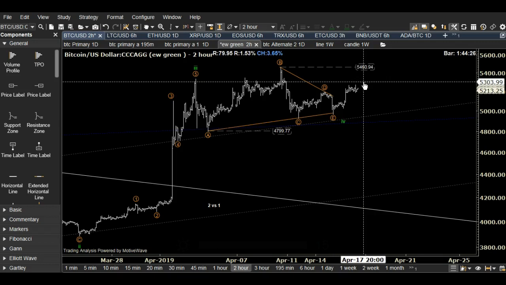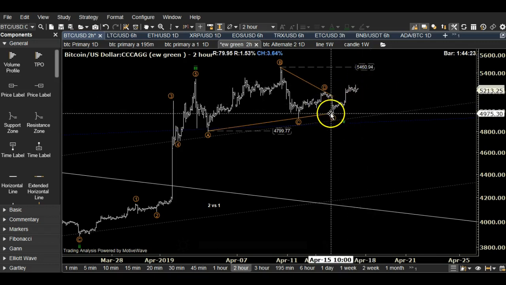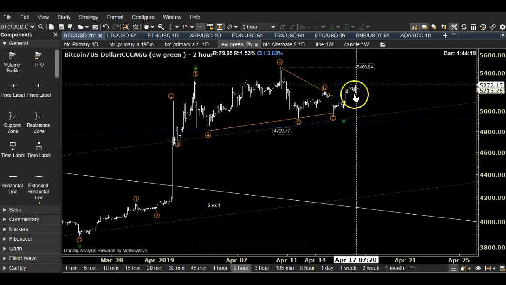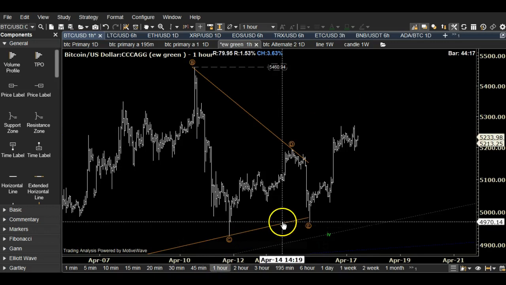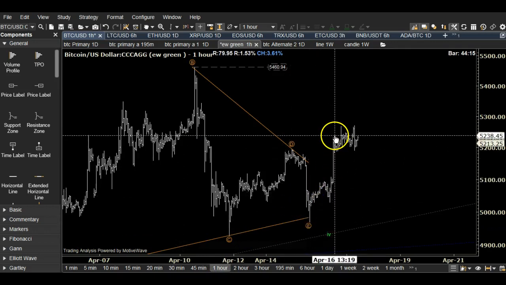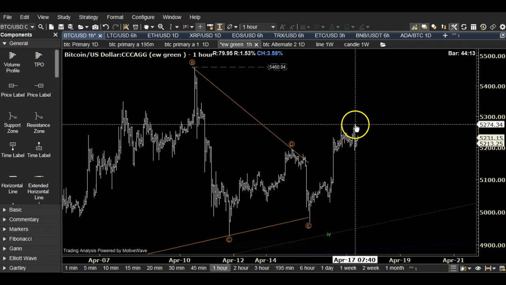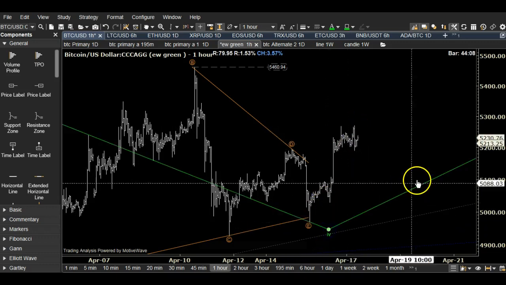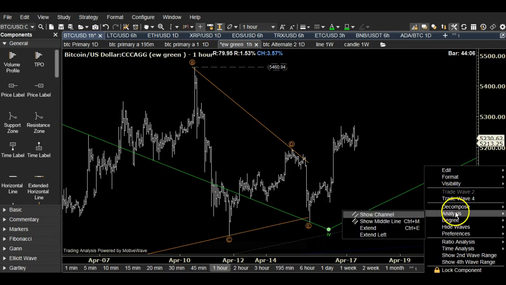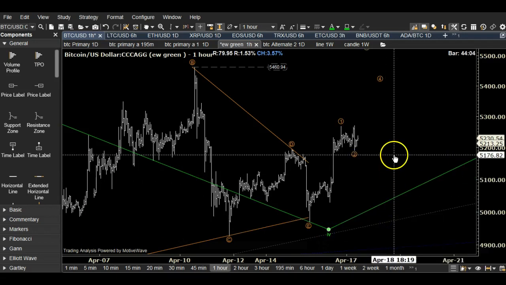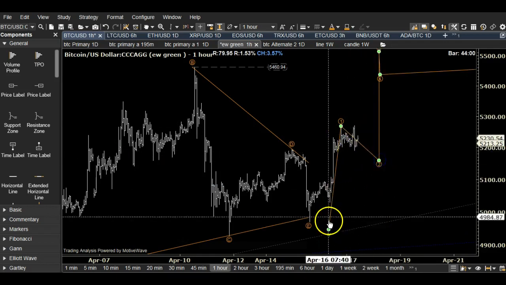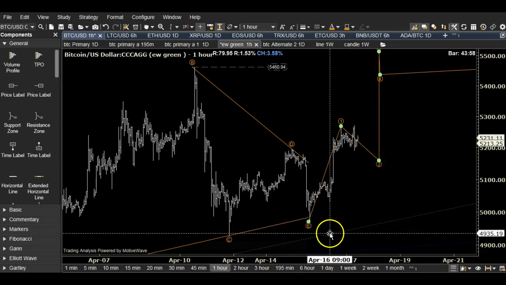Triangles are 3-wave moves inside it. So you can go 1, 2, 3, 4, 5, maybe done. If I go to a 1-hour and I go 1, 2, 3, 4, and 5, maybe this is done, and this is wave 1 of the larger move up. So if I go wave 4 and we decompose this into a 5-wave move, maybe this wave 1 is done, and that wave starts here, right?